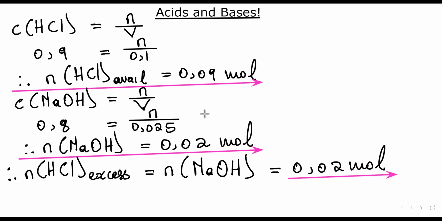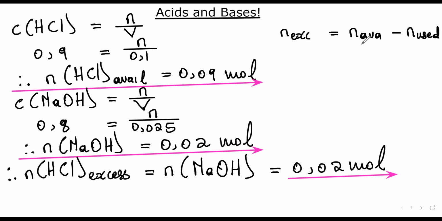Okay, so now we know the number of moles in excess. We also know those that were available at the start of the reaction. And we know that the number of moles in excess are equal to those that are available minus those that reacted with something else, or used to react with something else. In this case, the metal carbonate.